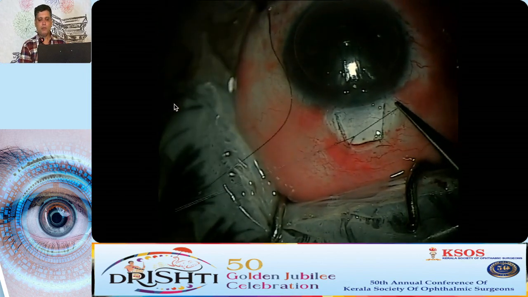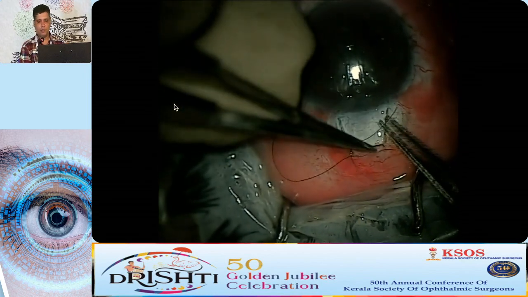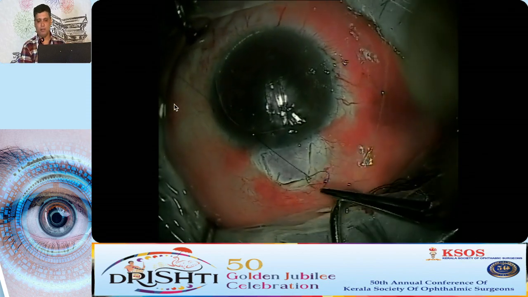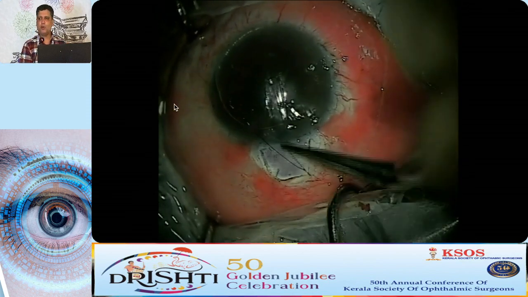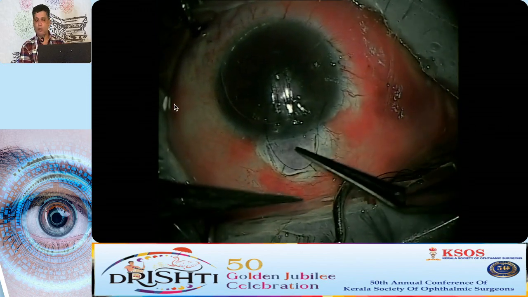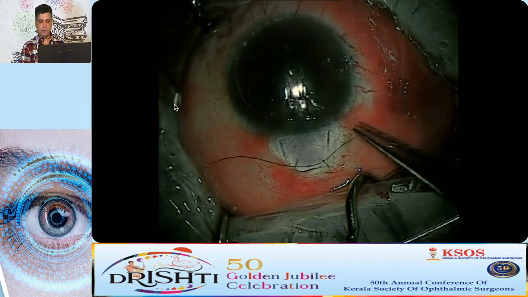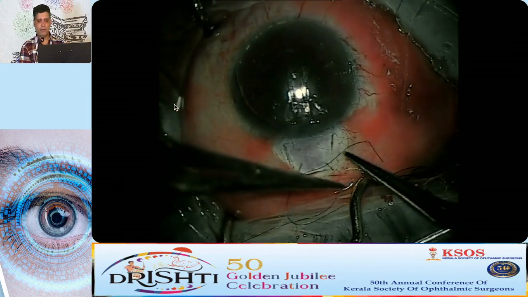These sutures, the interrupted sutures, should not be very tight. They should allow for some filtration. You can use slip knots if you want to titrate the filtration a little. And I usually almost always use a releasable suture, one or two even, after these two interrupted sutures to reduce the risks of hypotony in the post-operative phase.